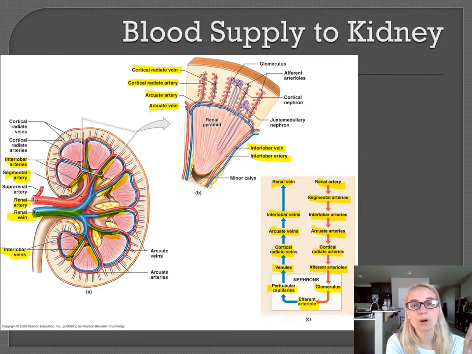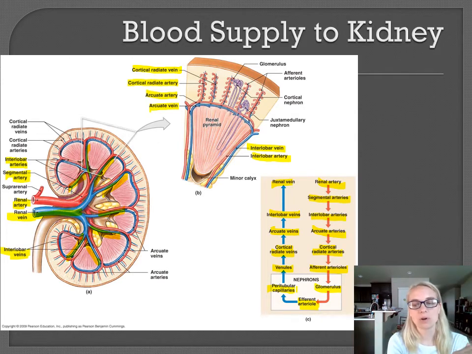So make sure you are comfortable knowing the sequence of this pattern. This is blood supply. There's going to be another kind of path of fluid as we get into the physiology, so make sure you are separating blood supply from the filtrate that we're going to be producing at the glomerulus.